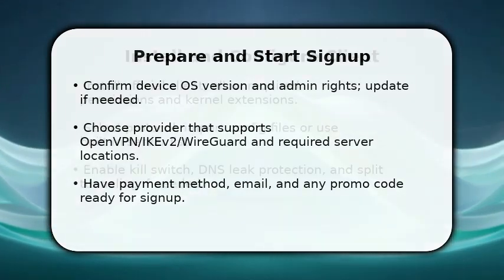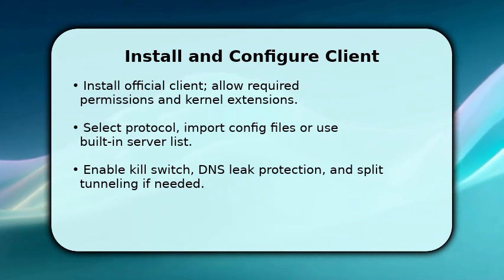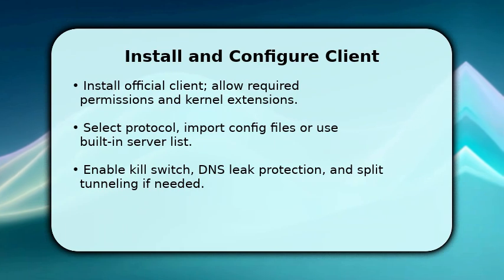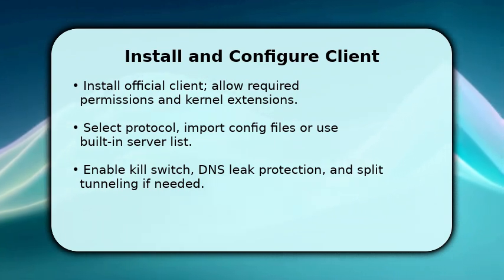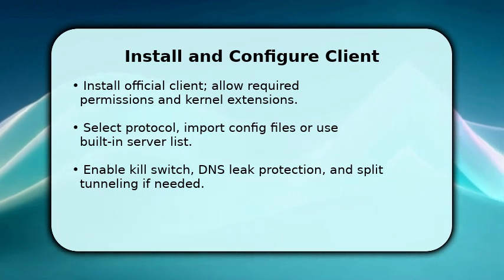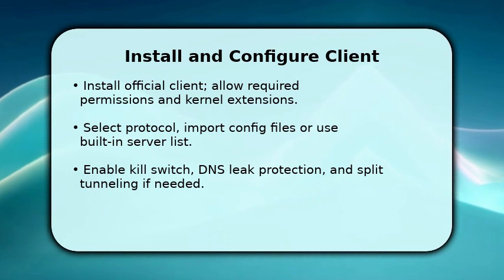You now install and configure the VPN client step by step. Run the installer, grant permissions or kernel extensions when prompted, and open the app. Delayed permissions break service. Then select your protocol, WireGuard for speed or OpenVPN for compatibility, and either import config files or pick a server from the built-in list so routing is correct.